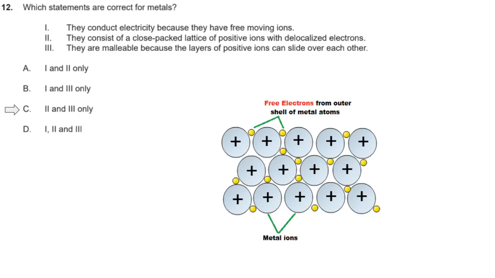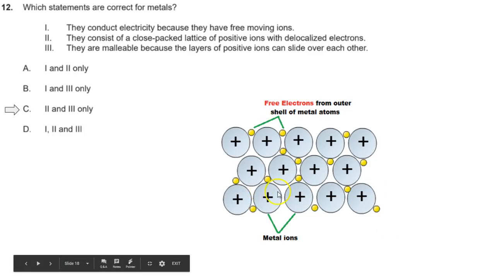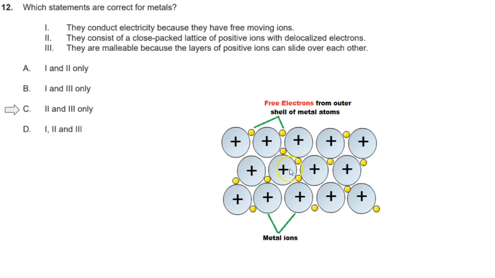Which statements are correct for metals? They conduct electricity because they have free-moving ions. Wrong. The metal ions are kind of stuck in these sheets, these layers. Okay, things that move around and conduct the electricity are the free electrons that are free to kind of move around. They consist of a closely packed lattice of positive ions with delocalized electrons. Yes, that's true. They are malleable because the layers of the positive ions can slide over each other. Yes, that's also true. So it's C, 2 and 3.